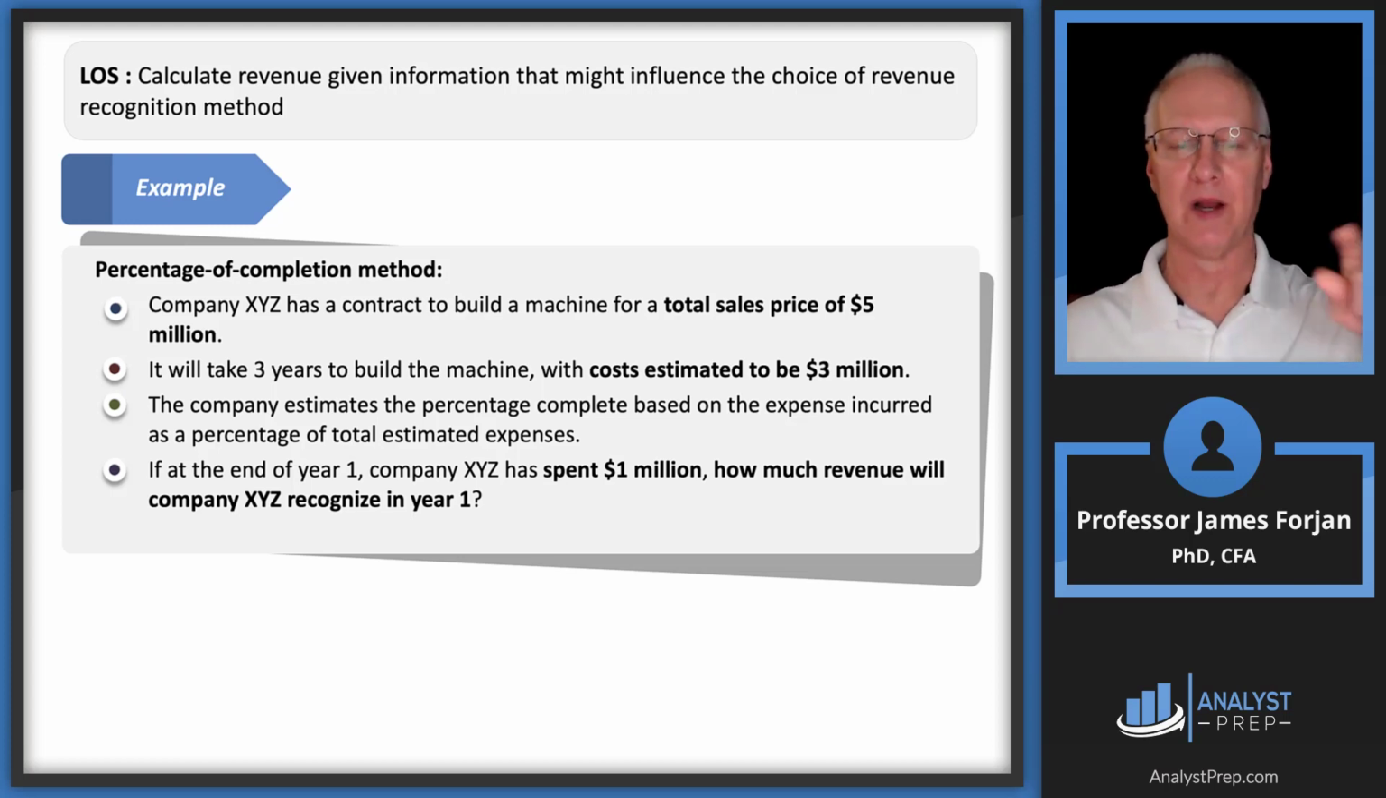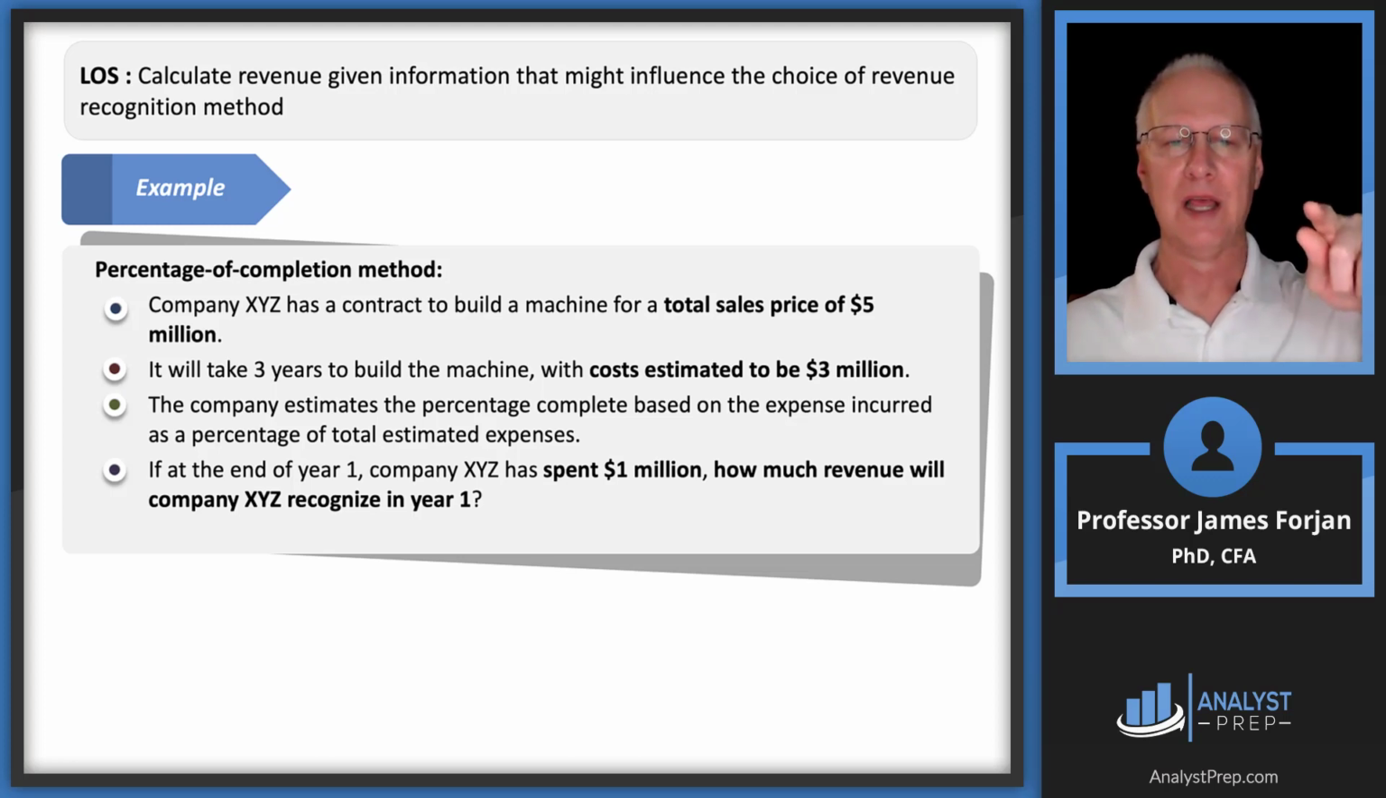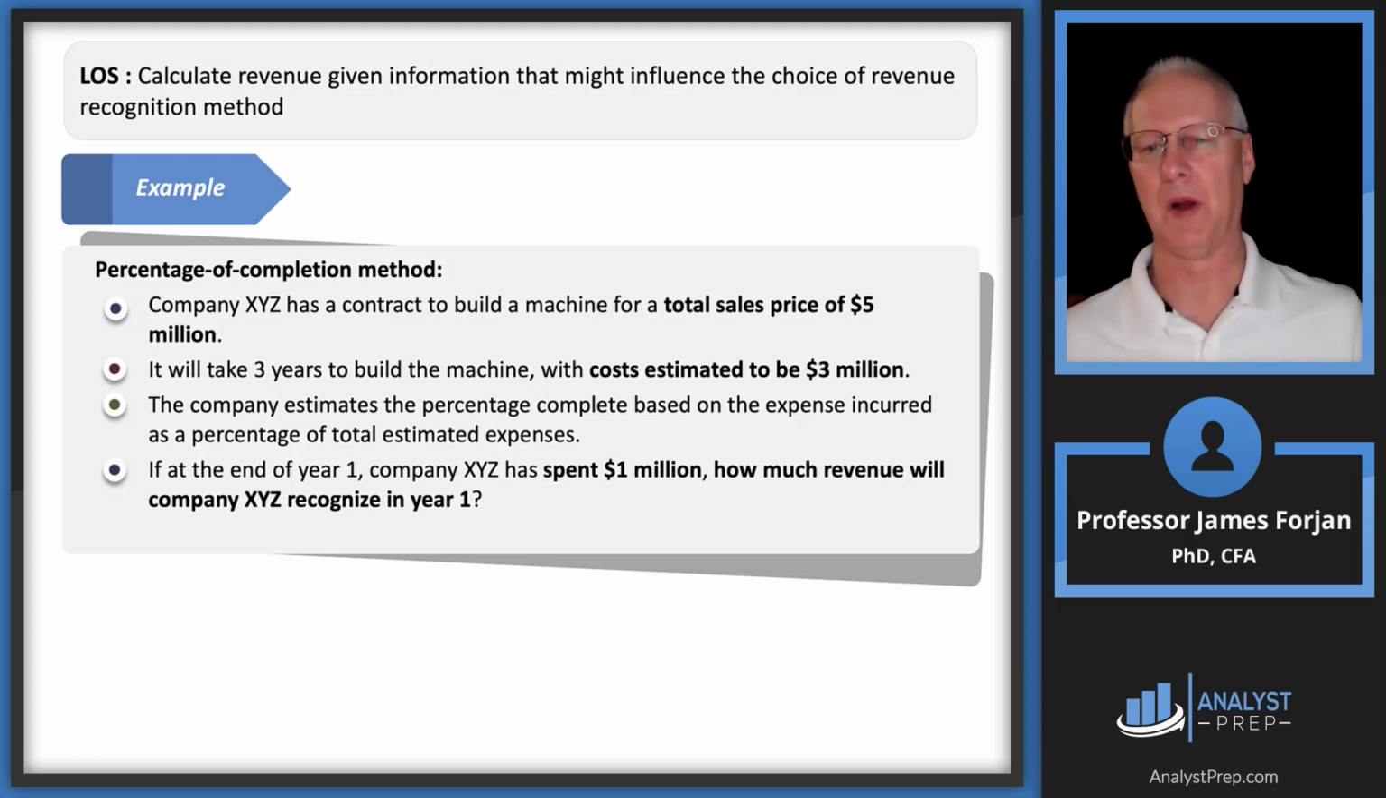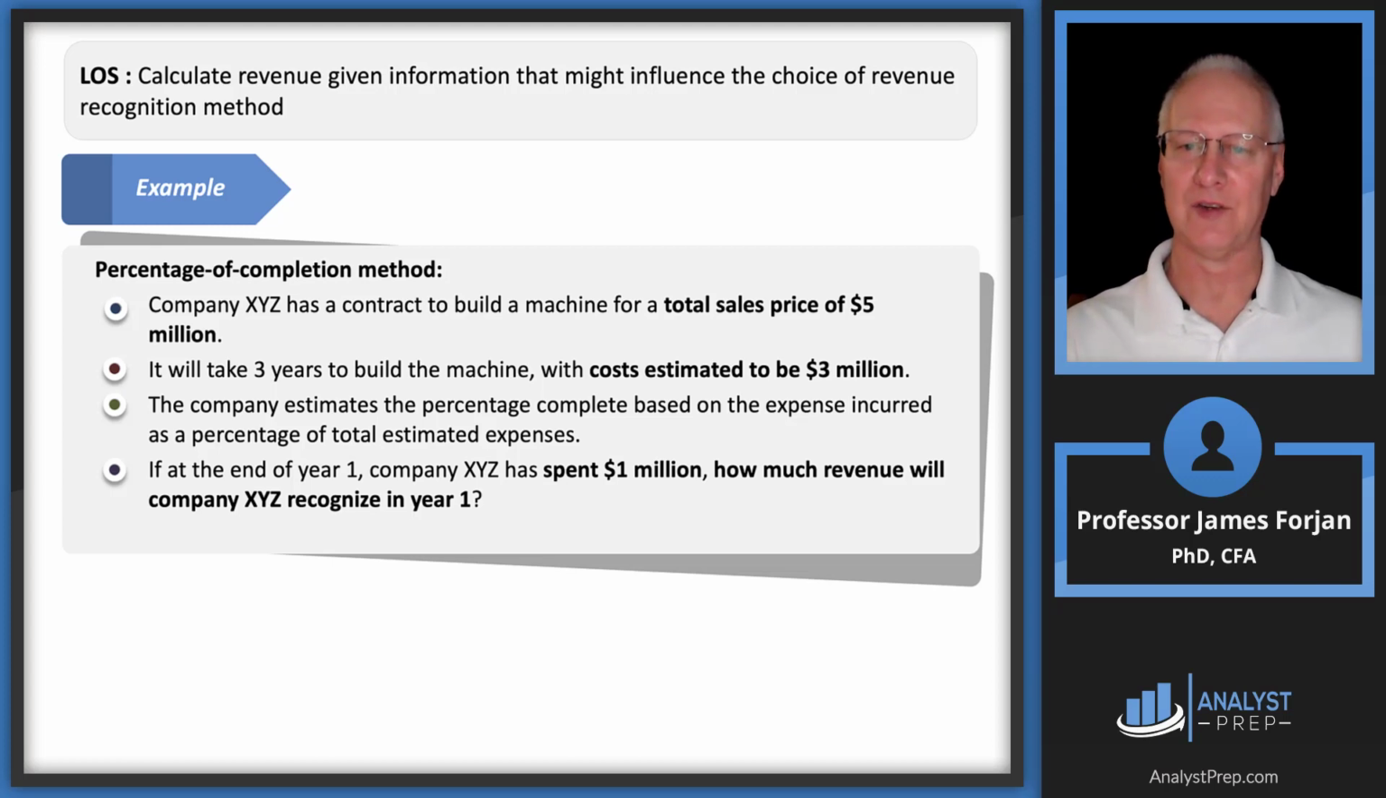So what has to happen here, and I think you're getting the sense of this as we're going through, is there has to be a matching. You try to match the expenses with the revenues. All right, so at the end of year 1, XYZ has spent $1 million. How much revenue will company XYZ recognize in year 1? So what are our choices? We could recognize $5 million, but we don't like that. We could recognize $0 because we're not done, but we probably don't like that idea. So my point here is that you're probably going to recognize somewhere between 0 and 5 million during that first year, which means that we need to have some way to do it.